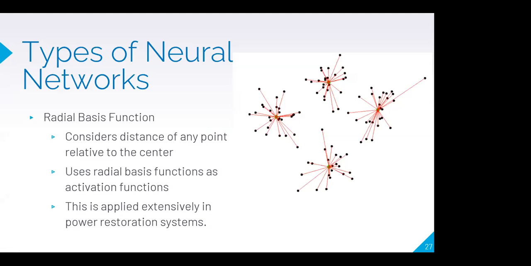So next, let's move on to the next neural network, which is called the radial basis function. In recent decades, power systems have become bigger and more complex. This increases the risk of a blackout. So this neural network is used in power restoration systems in order to restore power in the shortest possible time. For example, the radial basis function considers the distance of any point relative to its system, and then these are used as activation functions.